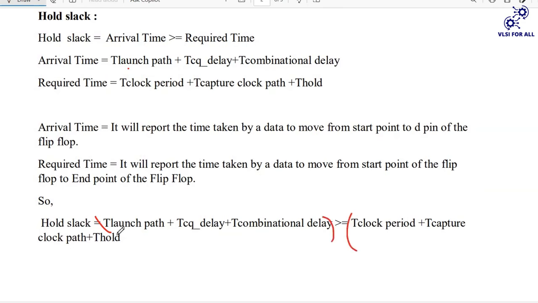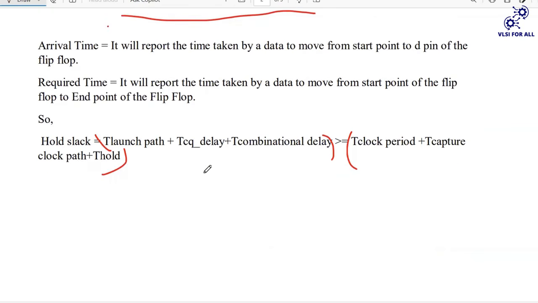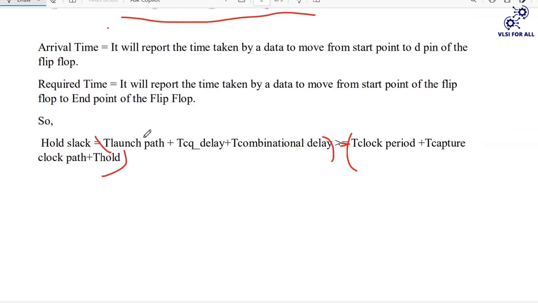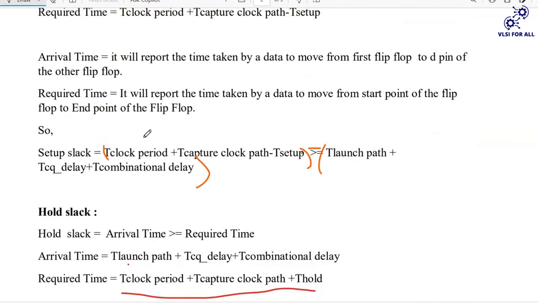Required time is T clock period plus capture clock path plus hold. For the hold calculation, it is arrival time minus required time. So arrival time, which contains T launch path plus TCQ delay plus combinational delay, should be greater than or equal to clock period plus capture clock path plus hold. If the arrival time is greater than the required time, then the hold is good. If the required time is greater than the arrival time, then setup is good.